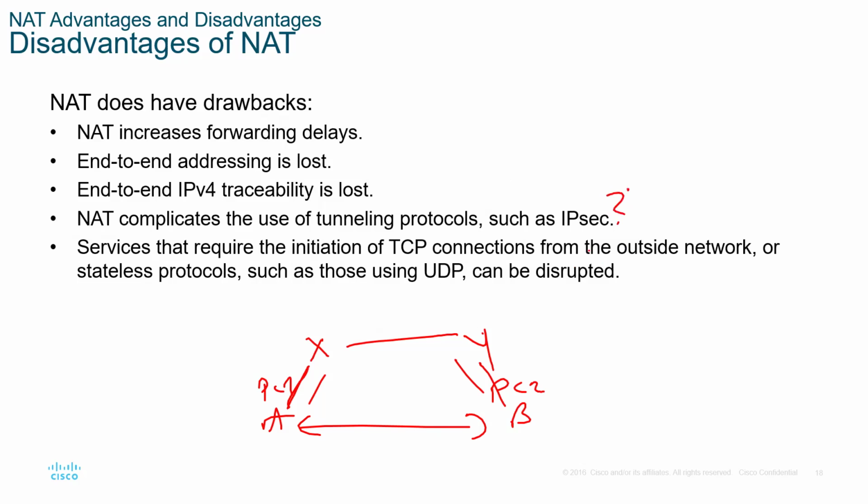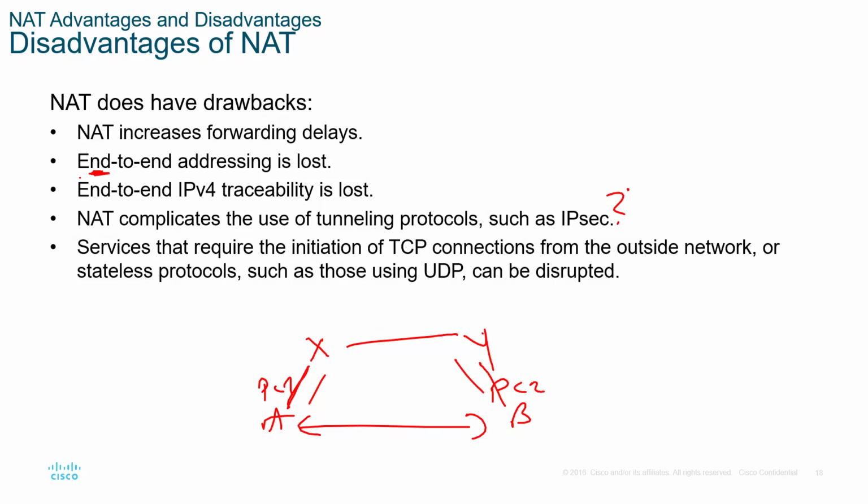Not sure about that one. Complicates the use of tunneling protocols. Why is it complicated? Probably, I think, something to do with this as well. Because for tunneling, we need this end-to-end addressing. Then the last one, those inbound connections.